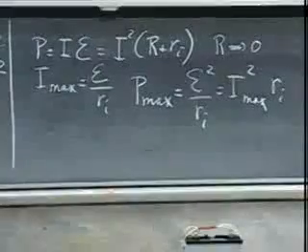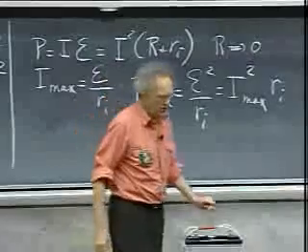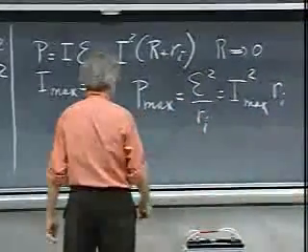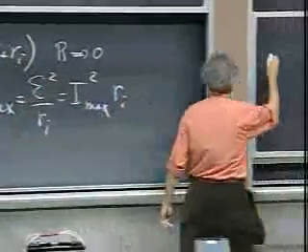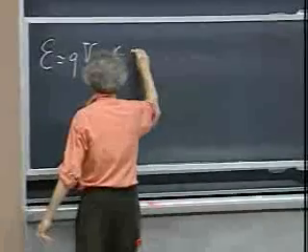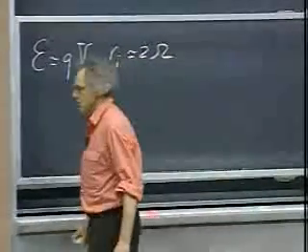If you have a 9-volt Duracell battery, the ones that we're also familiar with, so then E is about 9 volts, the EMF. The internal resistance of such a battery is about 2 ohms.